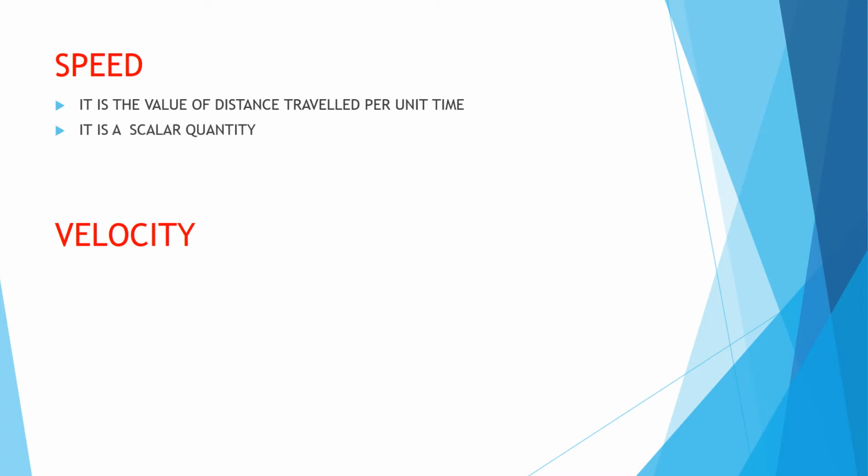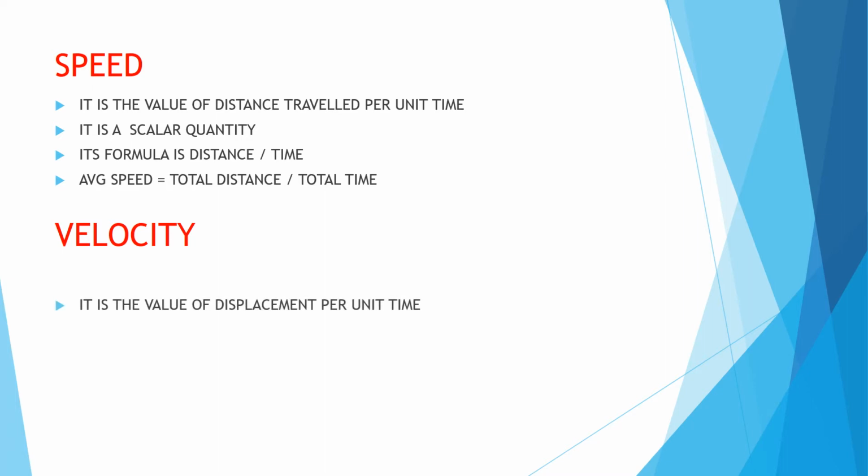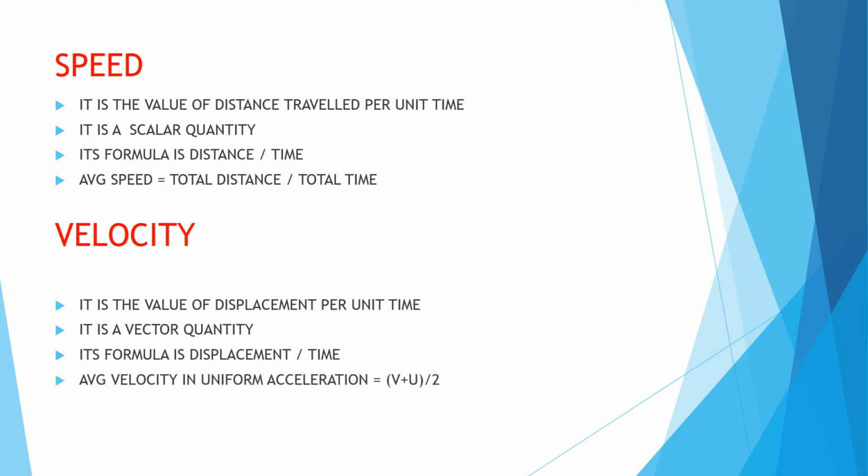Speed and velocity. Speed is the value of distance travelled per unit time. It is a scalar quantity and its formula is distance by time. Average speed is equal to total distance by total time. If the speed increases and decreases, you can use this formula. Velocity is the value of displacement per unit time. It is a vector quantity. Its formula is displacement by time. Average velocity in uniform acceleration is (v plus u) by 2. Average velocity is equal to total displacement by total time.